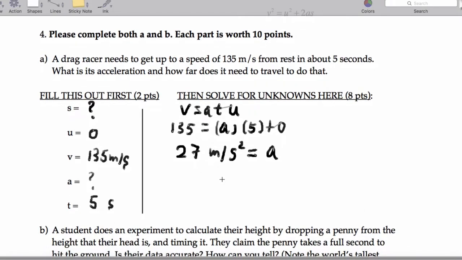Wow, okay, that's pretty fast. Well, I mean, it's pretty decent acceleration. It's almost 3 G's worth of acceleration. Now, let's go ahead and figure out how far it needs to travel to do that.